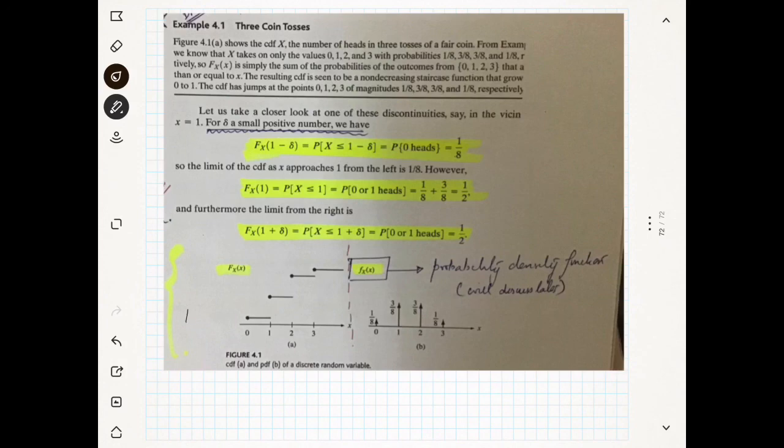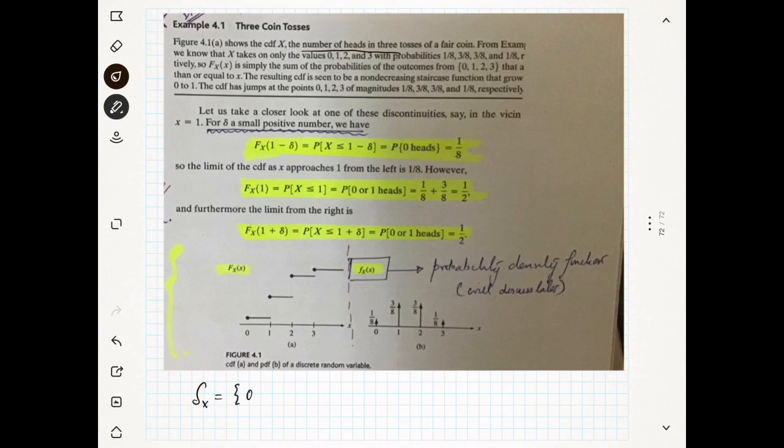Okay, so we will see the same example in a different way. There are three coins which are tossed one by one. Then we will note down all the outcomes of the number of heads, as we discussed before. So as we have seen, we have the random variable.